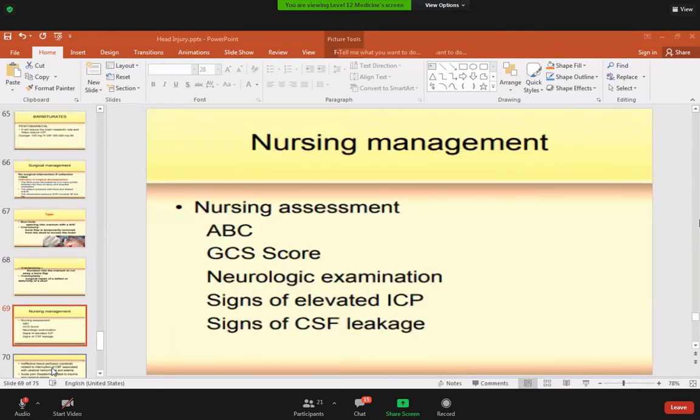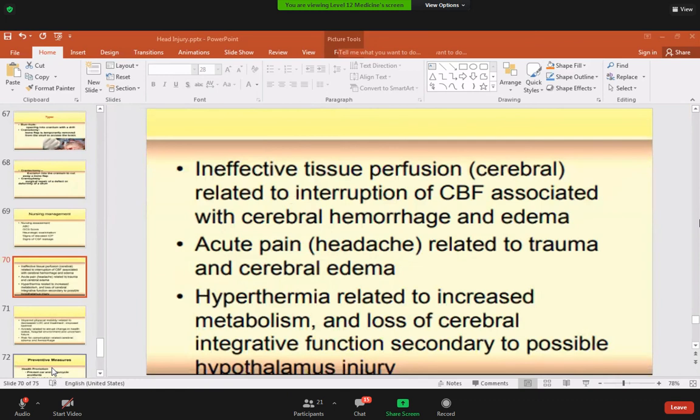Nursing management of the patient postoperatively or after the trauma is very important. You have to look for the ABC, check the GCS, continuously monitor the ABC and GCS, and do neurological examination. Keep an eye on the signs of elevated intracranial pressure and the signs of CSF leakage, the otorrhea and rhinorrhea. And ineffective tissue perfusion related to interruption of the cerebral blood flow associated with cerebral hemorrhage or edema. Maybe acute pain because of the trauma or cerebral edema.